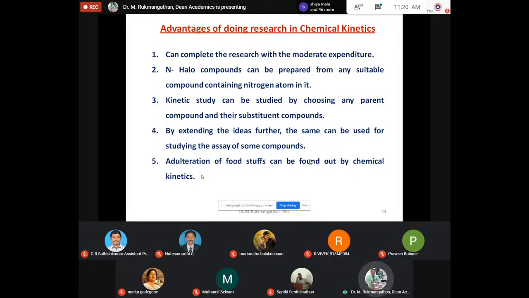After synthesizing any N-halo compound, we can confirm its oxidizing capacity by kinetic study. Plenty of substrates are available in chemistry history. By making use of these substrates, we can make them react. We can go for observing the kinetic data. We can deduce the reaction mechanism. We can derive the rate law in such a way that by simply extending this idea, various analytical techniques such as assay of compounds and determining the percentage purity of some foodstuffs and even some chemical compounds can be determined.